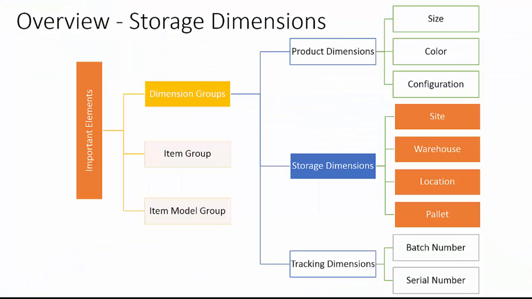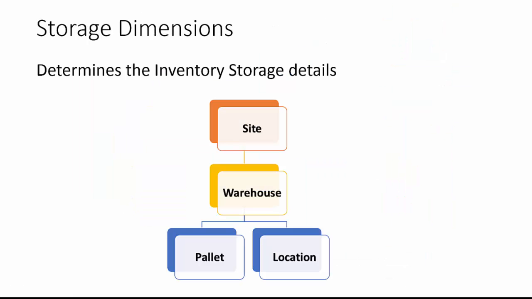Let us review the storage dimension group. Storage dimension group consists of 4 dimensions: site, warehouse, location, and pallet. Storage dimension helps locate the product within the company, with site being the highest level of storage dimension, which consists of warehouse, and warehouse may consist of locations or pallets. Site is the mandatory storage dimension to specify for all product transactions.